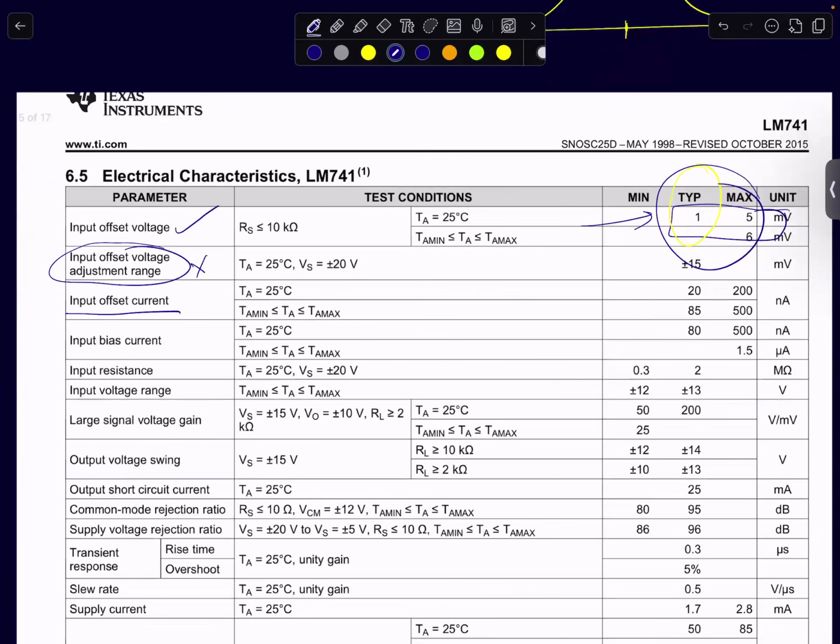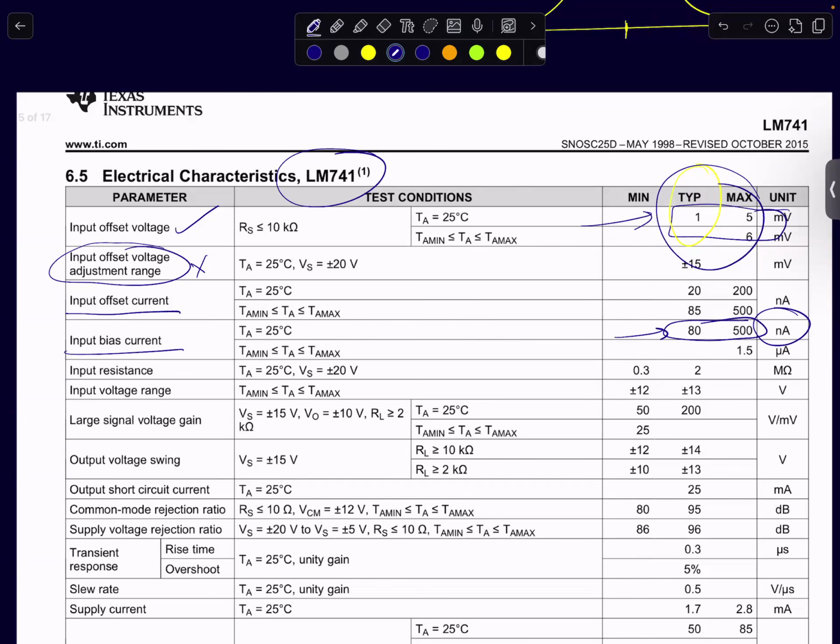We know how to measure that. Input bias current: looking at these numbers, you can see it's 80 nanoamperes. Because of this, immediately you can say it's a BJT based op-amp, which is the LM741. For MOS based op-amps, you will see that these numbers will be in the picoamperes range.